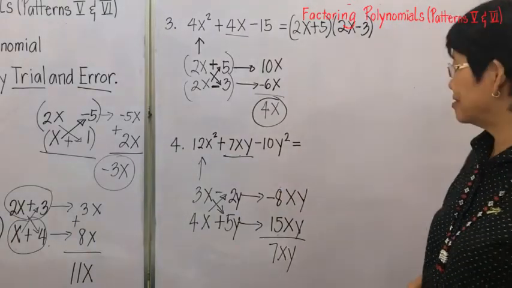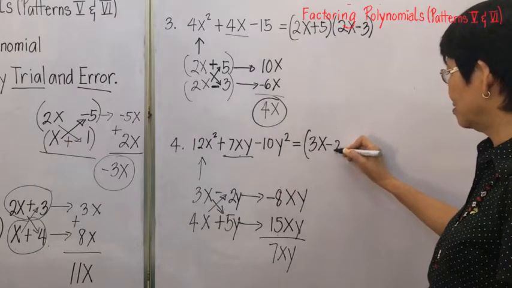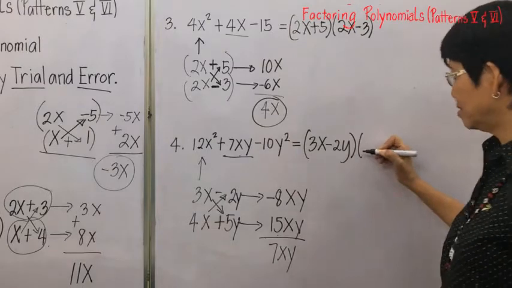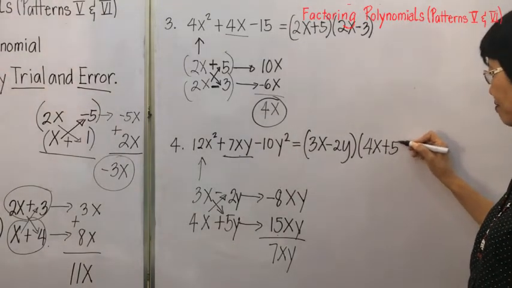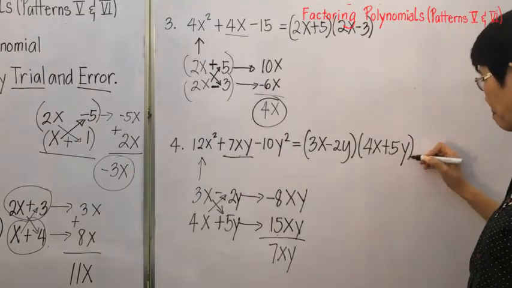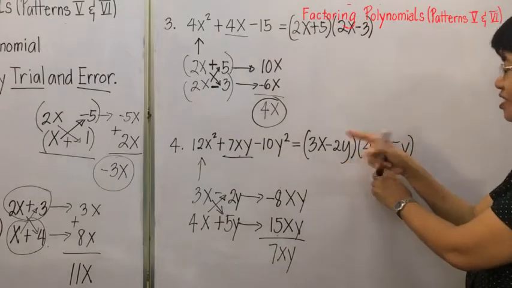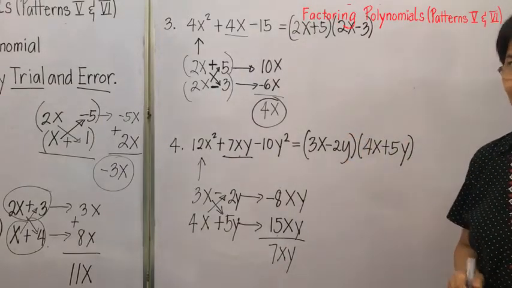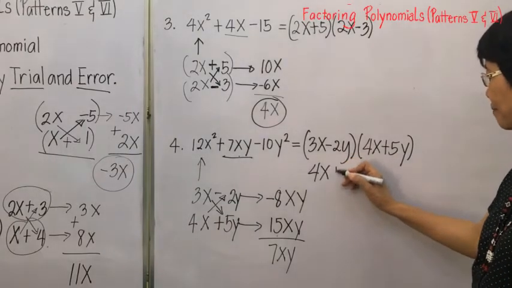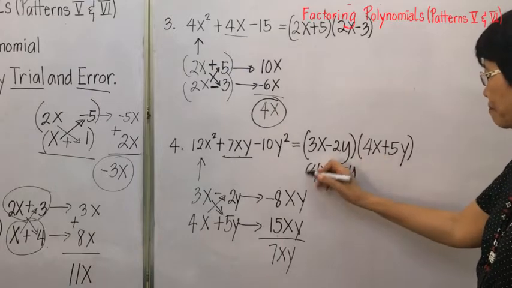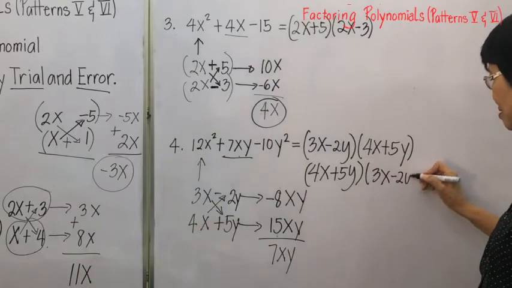And our factors are 3x minus 2y times 4x plus 5y. By commutative property of multiplication, we can interchange the position of these factors. So you can also write it as 4x plus 5y times 3x minus 2y.